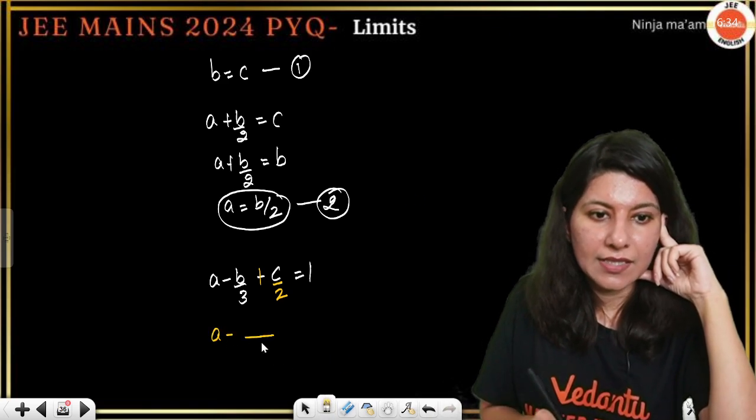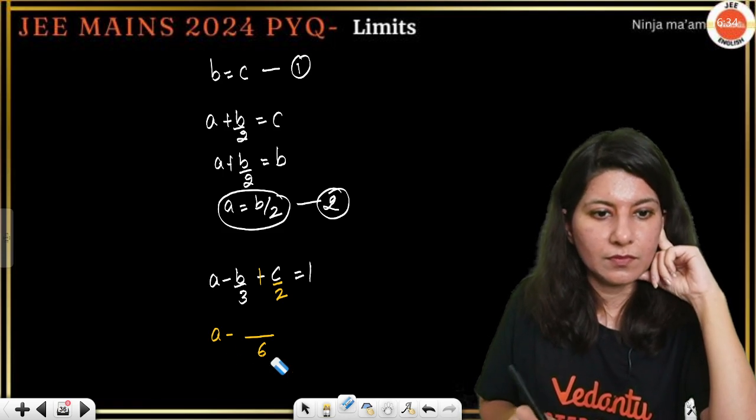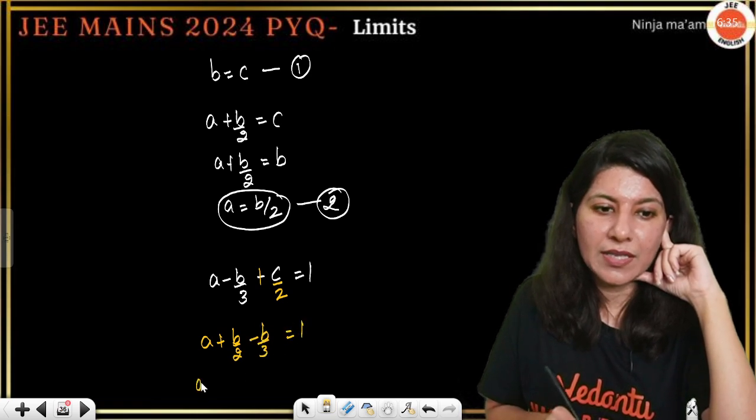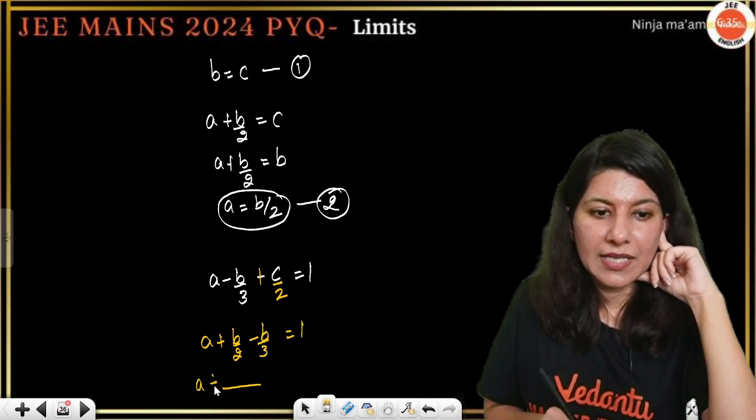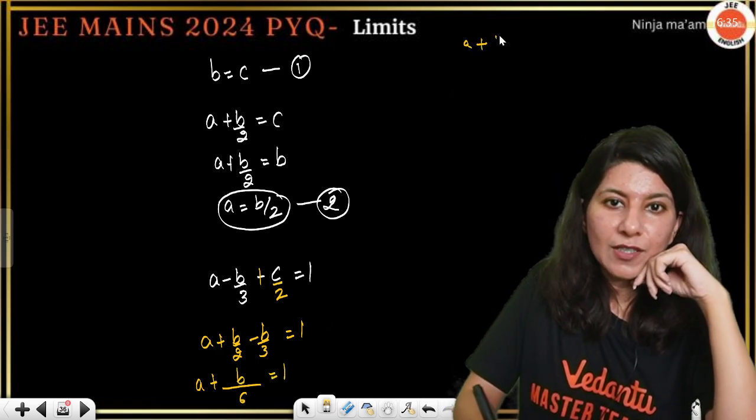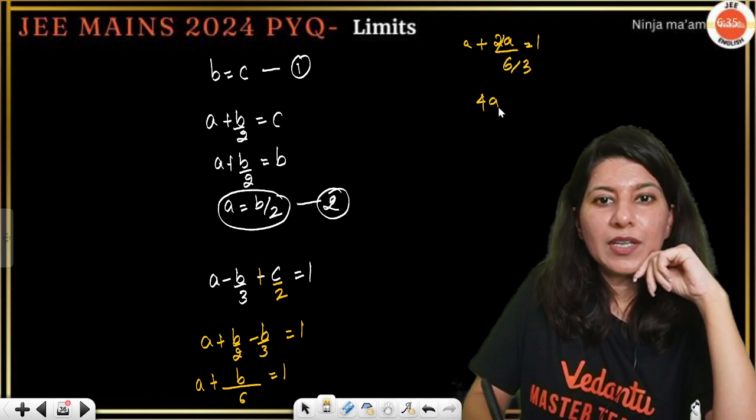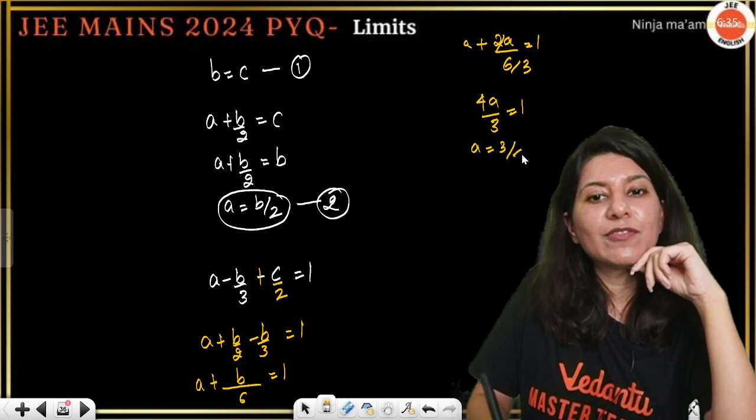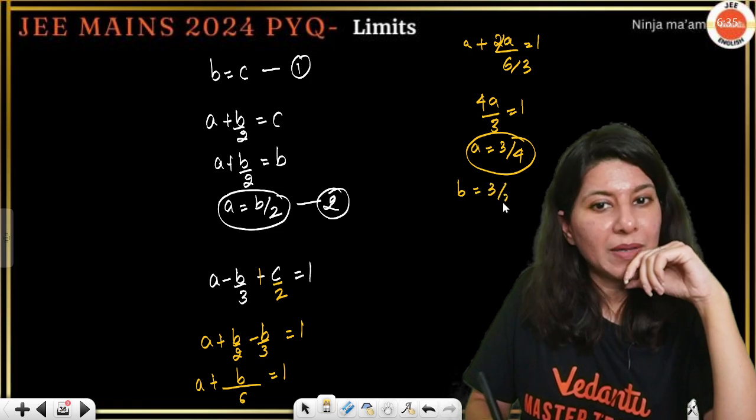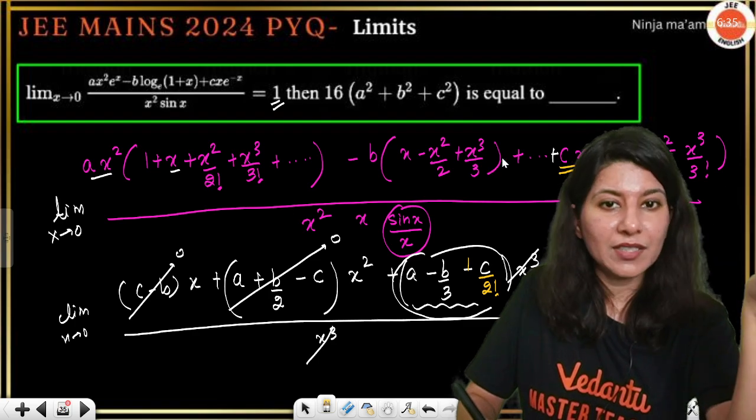a minus, this is 6 minus, so a plus b by 2 minus b by 3 equals 1. a, then we are having plus 3b minus b by 6 equals 1. So this is a plus 2a by 6 equals 1. So 4a by 3 equals 1. a is 3 by 4. a is 3 by 4, right? And now b is 2a, so 3 by 2. c is also 3 by 2. Oh, now it's absolutely fine. 3 by 4, comma 3 by 2, comma 3 by 2.